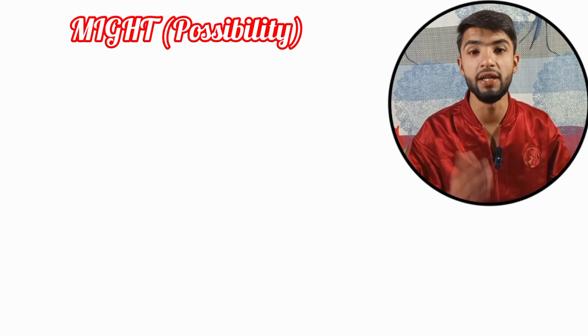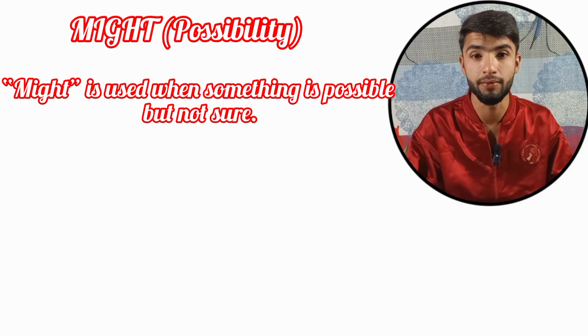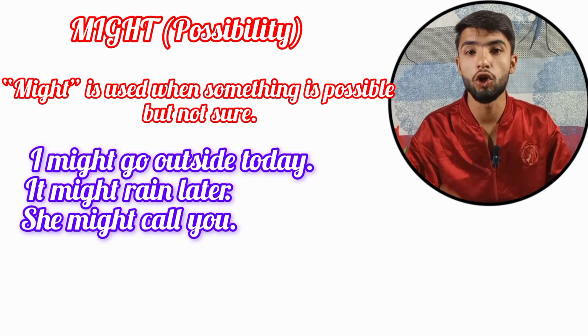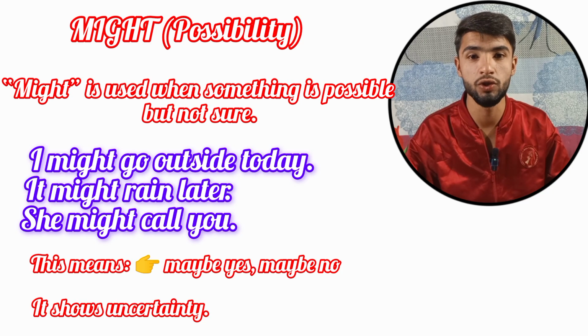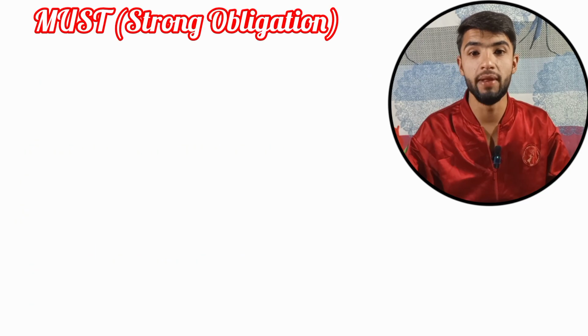Might, possibility. Might is used when something is possible but not sure. I might go outside today. It might rain later. She might call you. This means maybe yes, maybe no. It shows uncertainty.